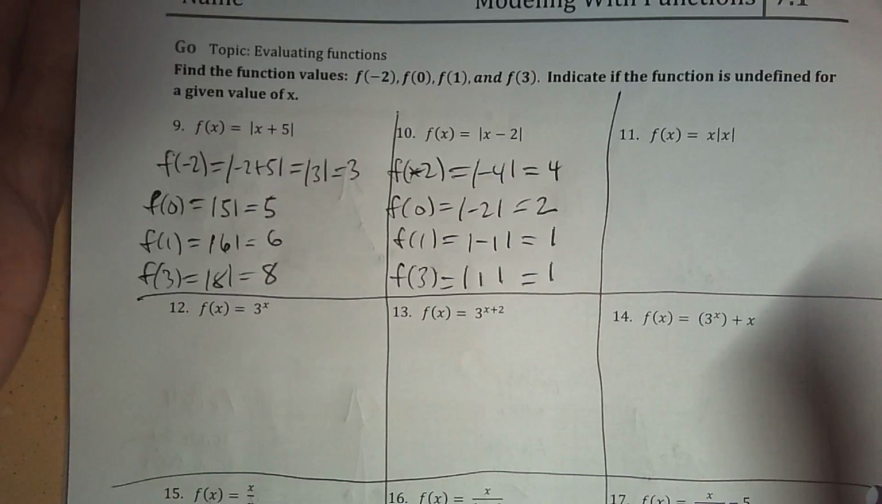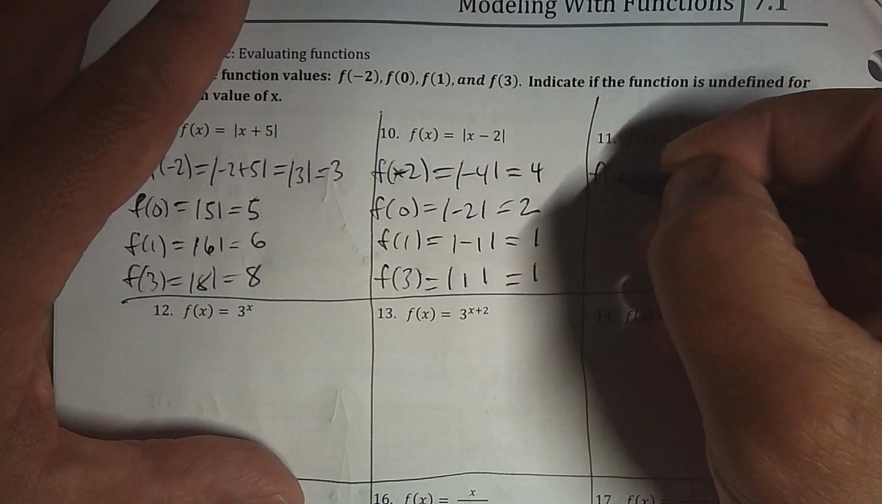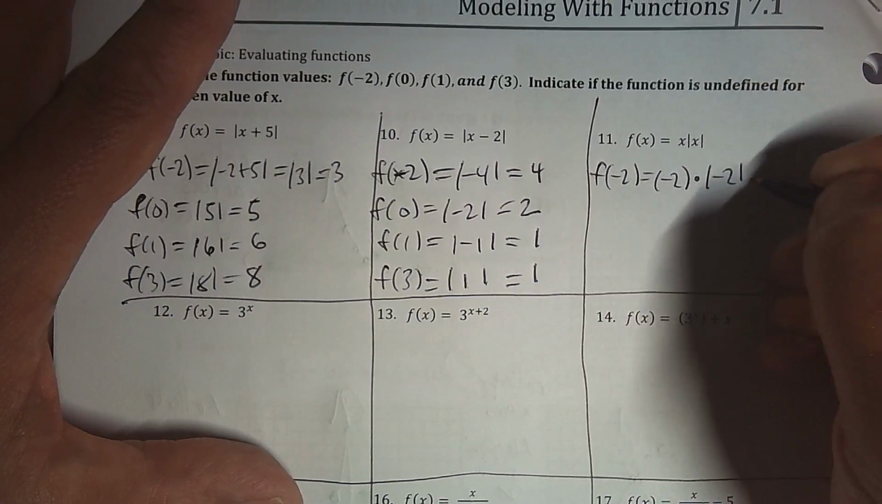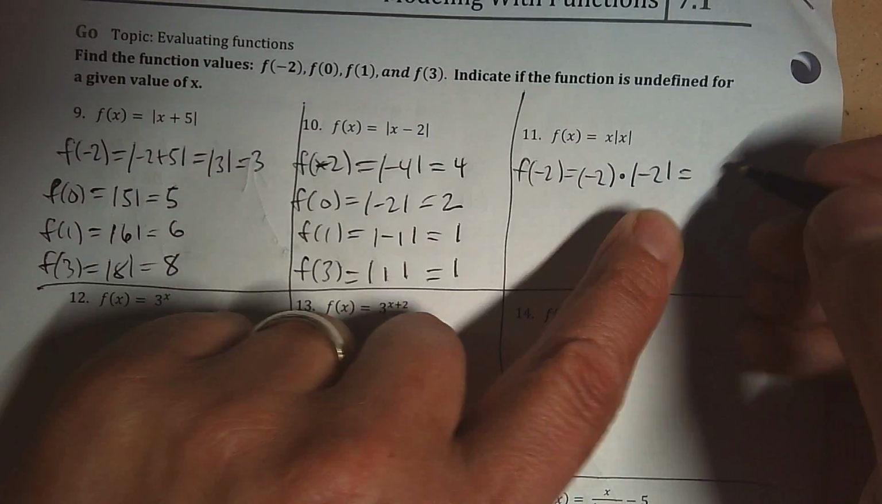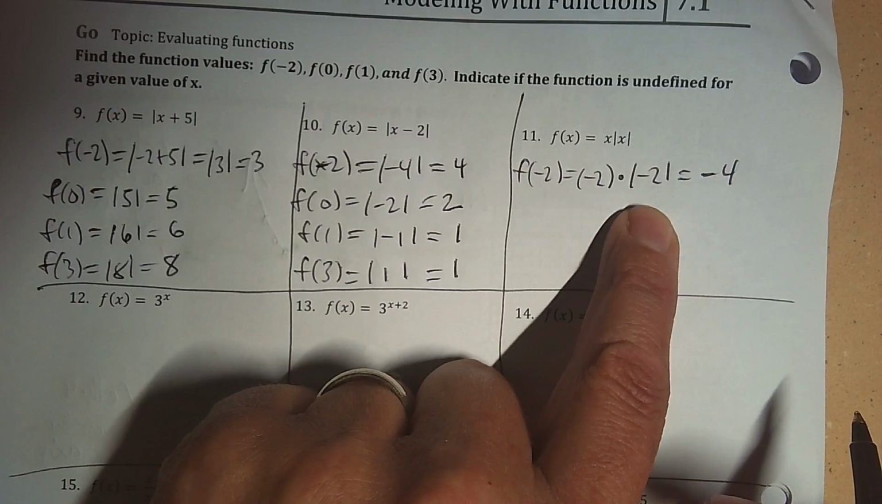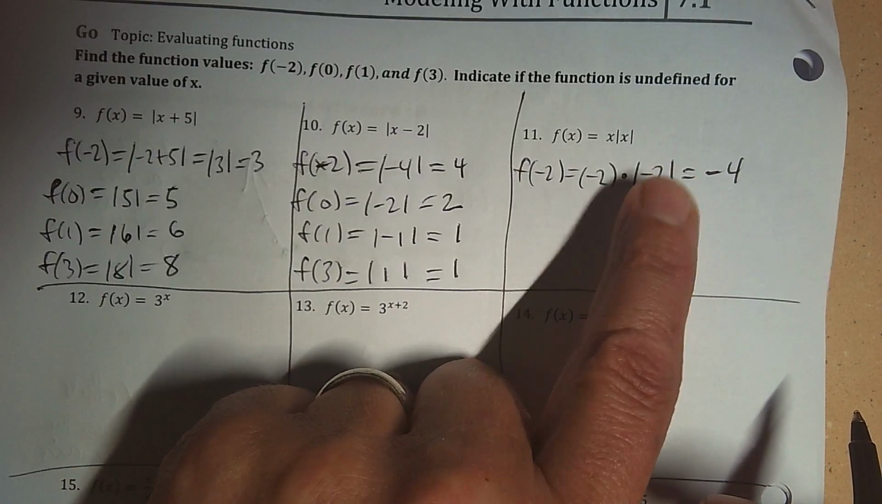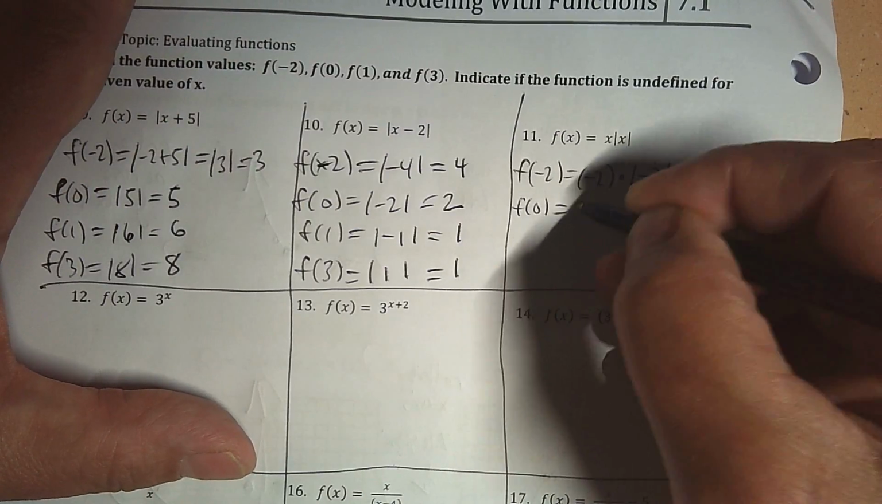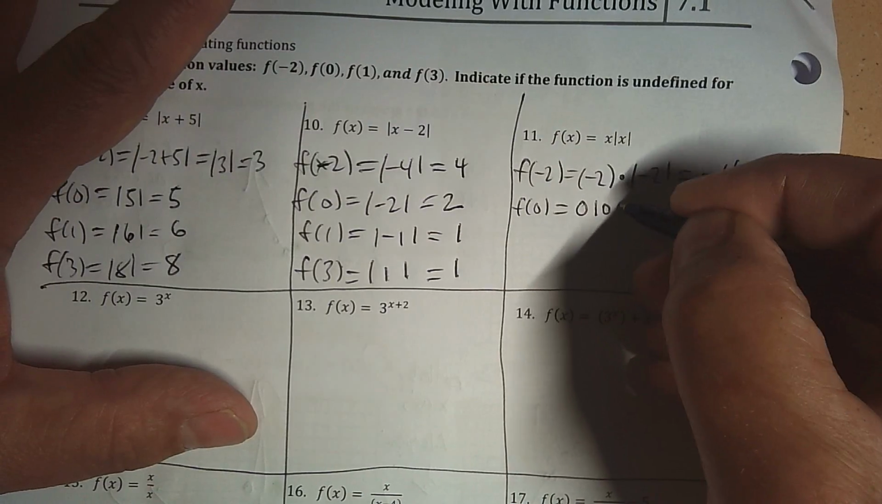Number 11, a little more fun. So plug in negative 2. So that's negative 2 times the absolute value of negative 2. So that's negative 2 times 2, which is negative 4. So recognize the absolute value is going to change to a positive number. Plug in 0. Well, 0 times the absolute value of 0, that's a 0.